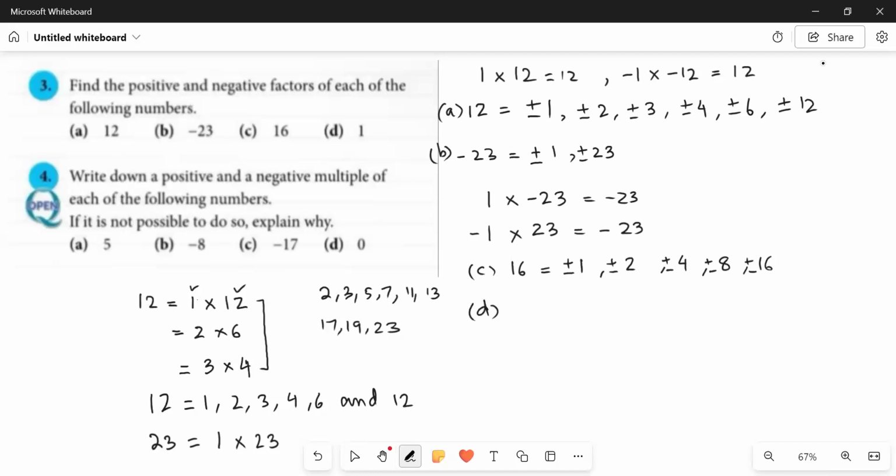For part D, 1. What could be the factors? 1 is a unique number that is neither prime nor composite. And why is this so? Because 1 has only one factor, and that is 1 itself. So if I multiply 1 by itself, we only get 1. So 1 could have two factors, positive and negative 1, because minus 1 into minus 1 also gives us a positive 1. Minus minus will cancel out and you'll get a positive 1. So 1 has two factors, a positive 1 and a negative 1.